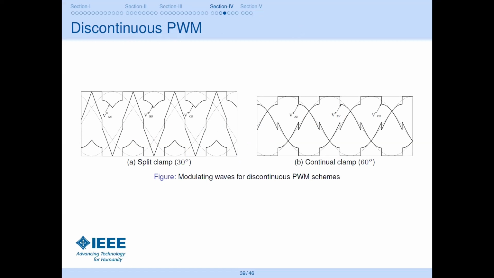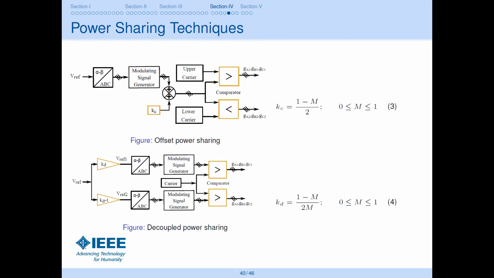Just to give a brief of what a split clamp and continuous clamp are, you can see here the split clamp is the 30-degree clamp, where you have a 30-degree clamp over to the DC bus on the positive and negative DC rail, and the 60-degree clamp is where you have a 60-degree clamping of the modulating wave on the positive and the negative DC bus rail. So a comparison between both the sharing methods can be seen here.